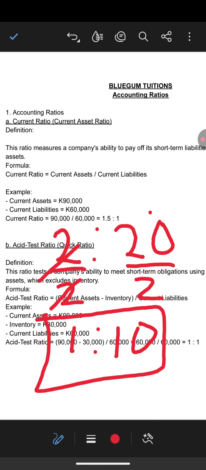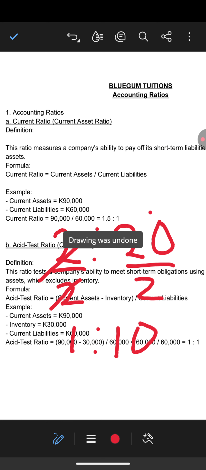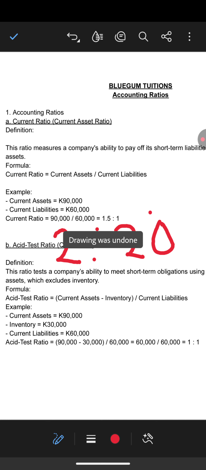Okay, so it tells you that the amount of assets, not just money, current assets include short-term debtors, inventory or stock, etc. So it shows you that the amount of current assets you have is smaller as compared to the amount of current liabilities. You have to increase the amount of current assets, otherwise you'll be in trouble.